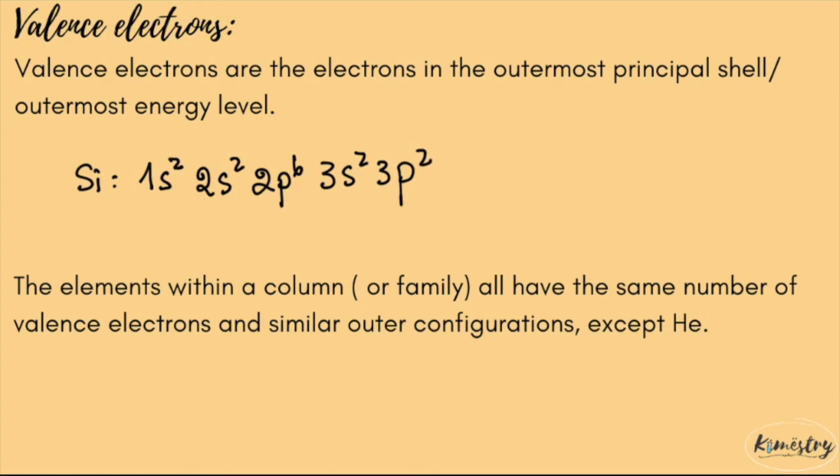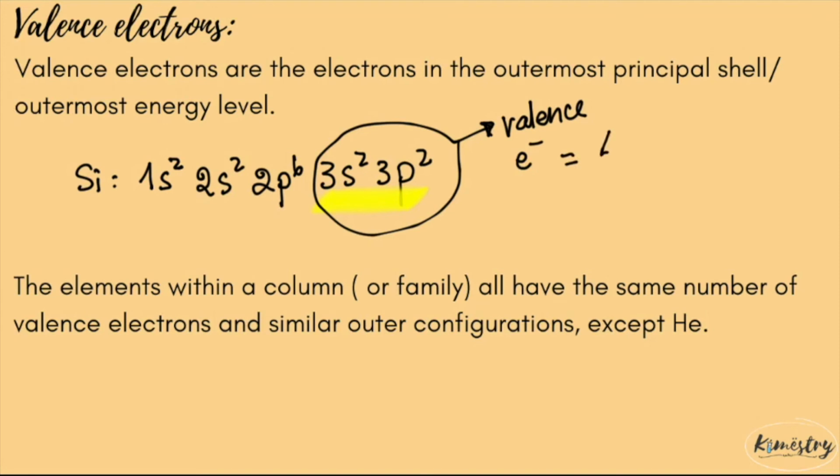So valence electrons are in the outermost energy level. In this case, the valence electrons of silicon are 3s2 and 3p2, which means that the number of valence electrons is going to be equal to 4. 2 plus 2 equals 4. And then the rest of these are called core electrons. Core electrons are the electrons in the innermost principal shells, and valence electrons are the electrons in the outermost principal shell.